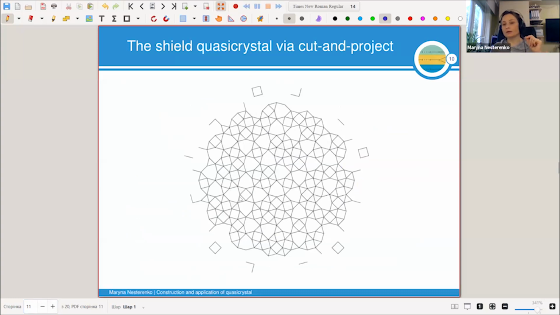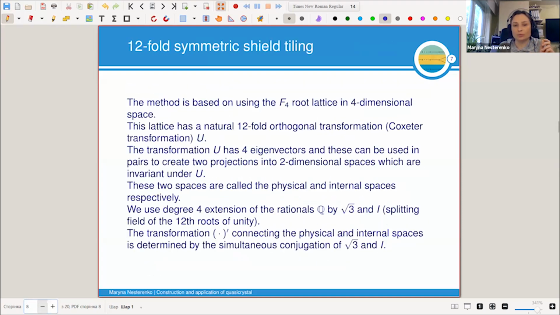But if you need points that are far from the origin of the coordinates, you need to project more and more points because you don't know which of them will fit in the window. You see that many points are lost here. You need to study a big amount of data and check it to understand which points will really give you quasicrystal points.